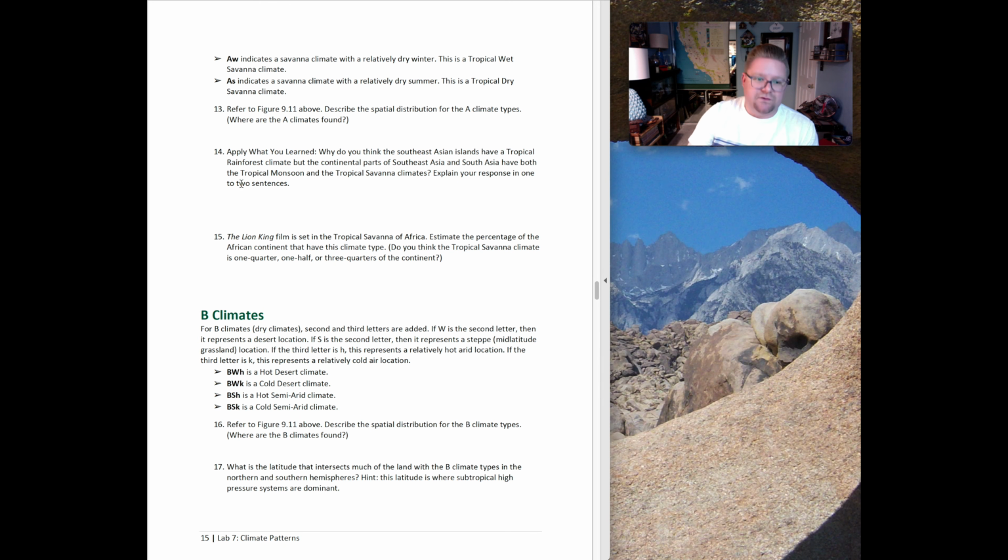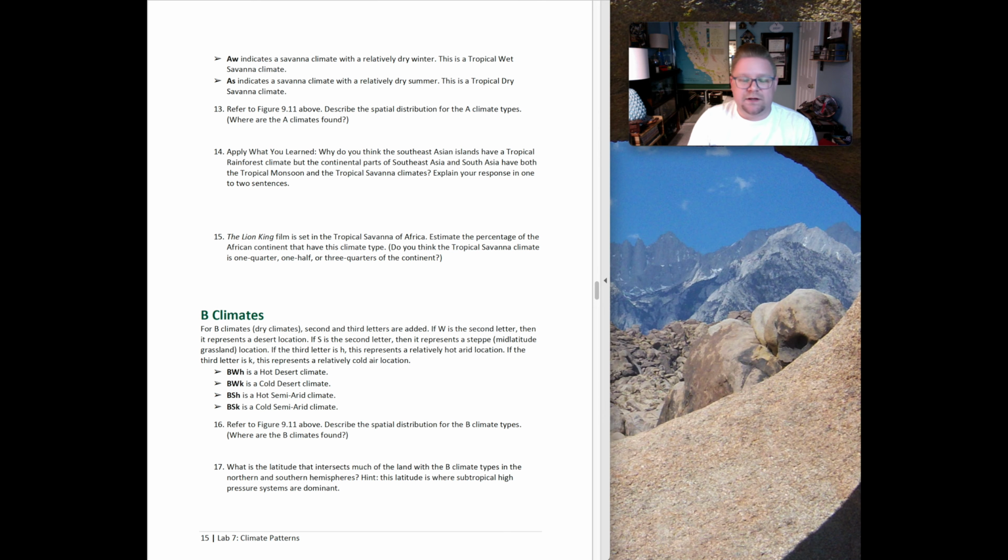Questions 13, 14, and 15 have you look at not just the figure above, that big map that puts it all together, but also the very fine-tuned definition of each one of these, and answer questions like, describe the spatial distribution using what you've learned. Why do you think Southeast Asian islands have tropical rainforest climates, but the continental parts may be either monsoonal or savanna? And then there's a great question that brings it back to The Lion King, thinking about the climate, where it was set, and how that works.